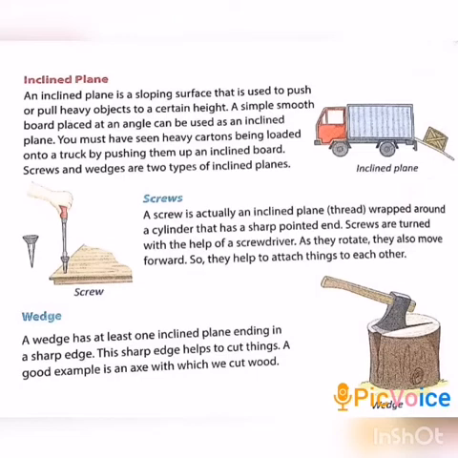Next one, wedge. The wedge consists of a sharp edge made by two inclined planes that are back to back. The sharp edge helps to cut things. For example, knives and axes. The axe with which we cut wood.